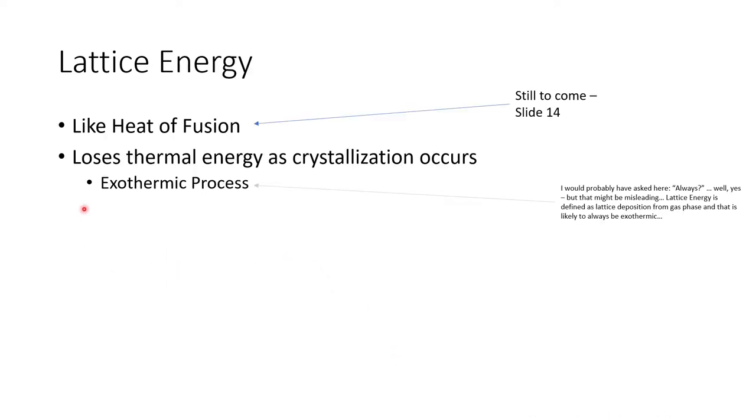Another term is lattice energy, and it's kind of like heat of fusion. I saw this in the slides and thought I better look to see where that is, and it's coming in a few slides, so we're going to talk about heat of fusion also. This has nothing to do with nuclear fusion. We're talking about a chemical process. Lattice energy is where something loses thermal energy as it locks into that rigid crystalline lattice, and it tends to be an exothermic process.